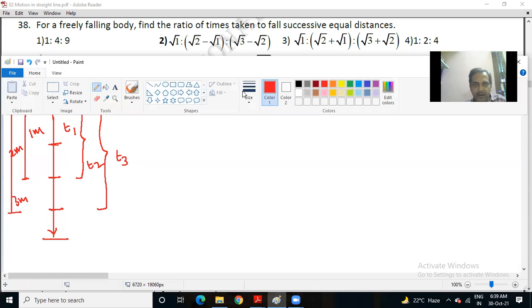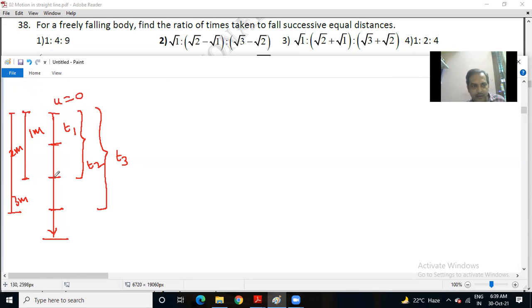But what we require is the ratio of times to travel successive distance, only third meter, only second meter. Second meter means what? 1 meter to 2 meters only. Third meter means 2 meters to 3 meters. We don't need to consider 0 to 2 meters. So in the second case, you don't need to consider 0 to 1 meter, only second meter to travel, third meter to travel.